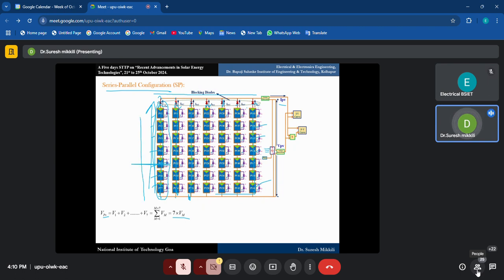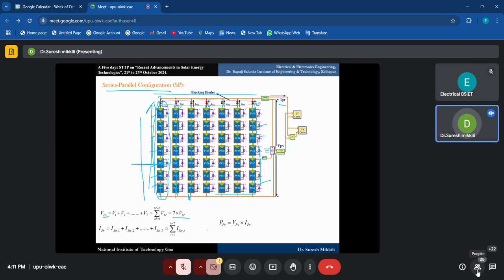When the modules are connected in series, the current flowing through all the series modules will be equal to the current of one module. So string current is equal to one module current. So IPV is equal to I string 1 plus I string 2, I string 3 and so on, I string 7, which is equal to 7 times I string, which is nothing but 7 times IM.